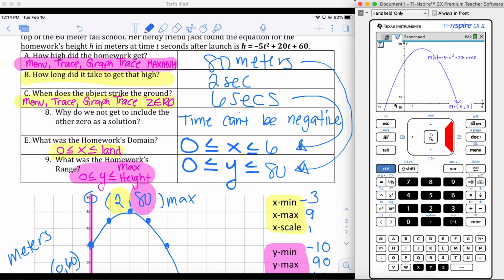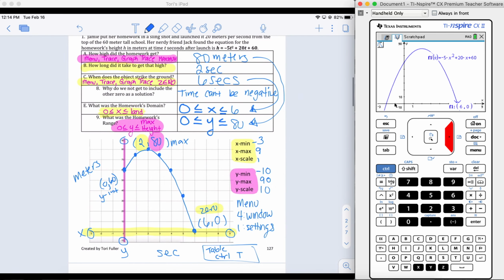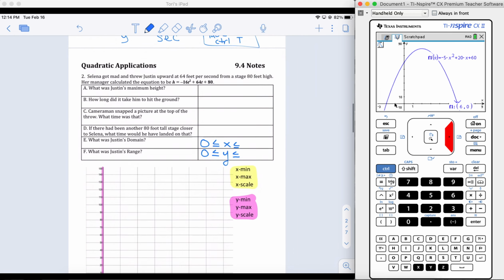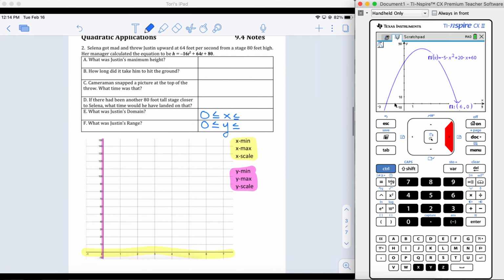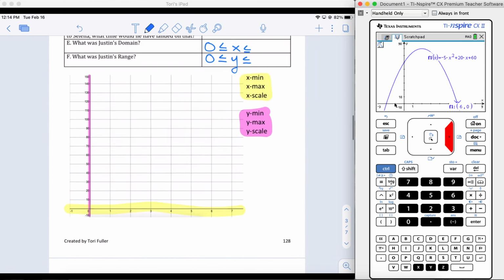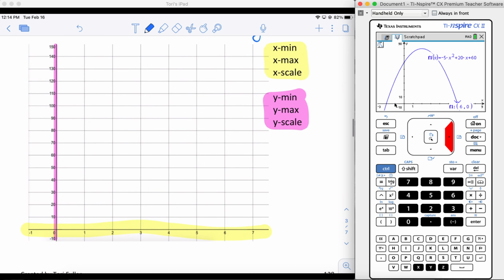I will not take as much time to explain everything else after this. Perfect. All right, going to the next problem. I went ahead and started with my domain and range already filled in. I'm going to go ahead, before I even put it in my calculator, and make sure I know what my x min and max are. So on my x-axis, I'm going from -1 to 7, counting by ones. On my y's, I'm going from -10 to 150, and I'm counting by tens again. Okay, that way when I'm ready for it, I already have it.